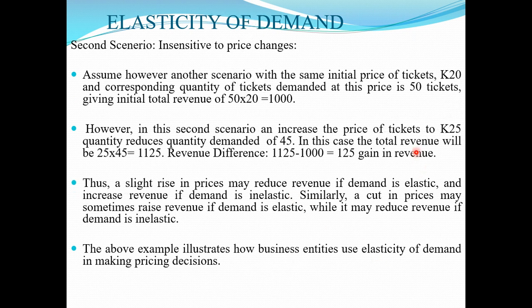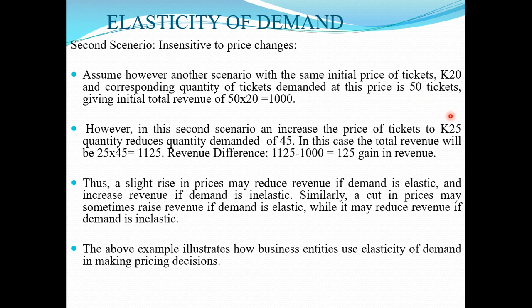So here's the situation, the same example. The price for one ticket is 20 kwacha. When the price is 20, you can sell 50. Cool, you are making 1,000 kwacha. However, in the second scenario, you increase the price of tickets to 25. This is a decision made by a manager who has done market research. They've come to a conclusion that it's okay for us to increase the price. We understand the nature of the market we're dealing with.